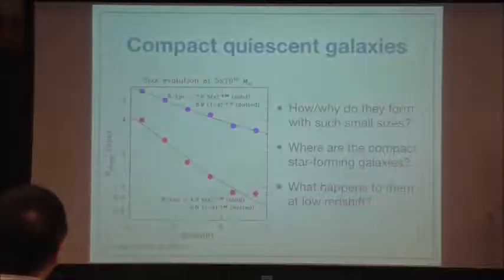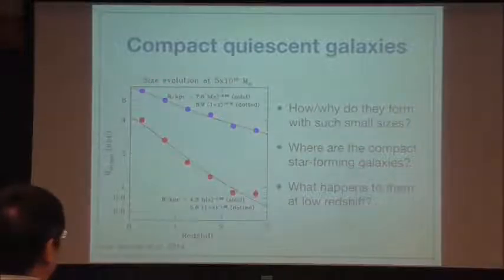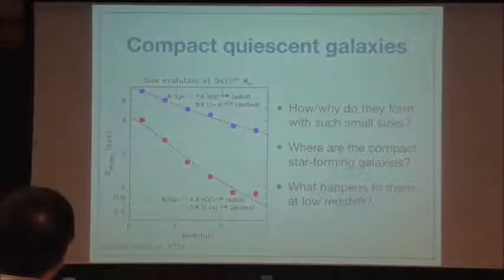For example, how do galaxies like this actually form? How do you form something that dense and that massive? Why do they form with such small sizes? Where are all the star-forming compact galaxies? Because presumably quiescent compact galaxies come from star-forming compact galaxies. And where do they go? What happens to them at low redshift? And why don't we find them in the same abundance in the local universe as we do at high redshift?